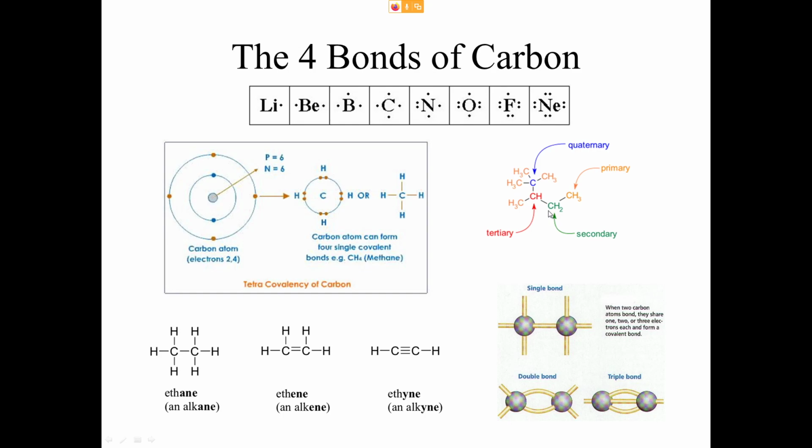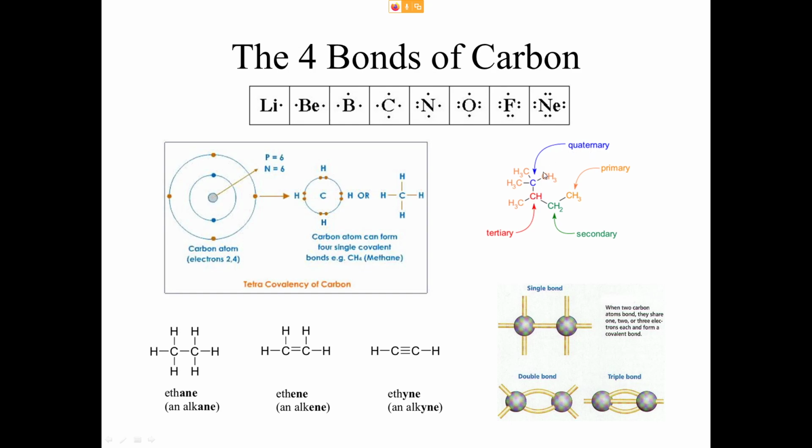The green one here is called a secondary carbon. And you could probably guess the definition. A secondary carbon, by the name alone, tells you this carbon is bonded to exactly two other carbons, this one and this one. And by the same rule, this red one is called a tertiary carbon because it is bonded to three other carbons, leaving only one bond for hydrogen.